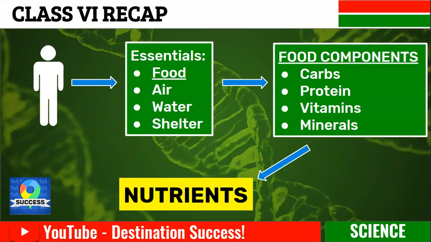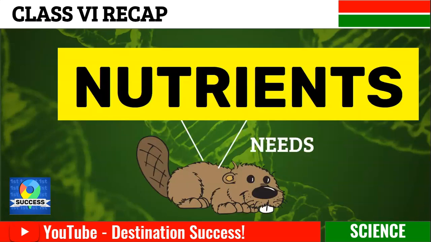So first, let's do a Class 6 recap. What do living organisms need to survive? Well, their essentials are food, air, water, and for humans, shelter. Let's focus on food. What are food components? Well, food components can be carbs, protein, vitamins, and minerals. These food components are what are called nutrients. Living organisms need nutrients to survive.